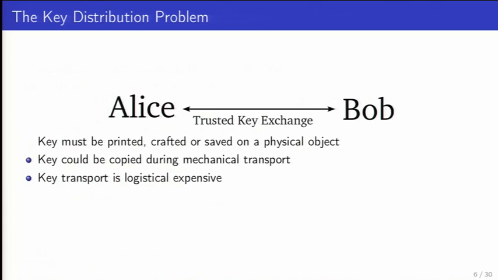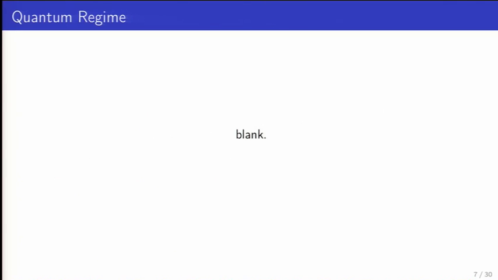The problem is the key distribution. The key must be printed, crafted, or saved on a physical object, and then the key could be copied during mechanical transport, and the transport is logistically expensive. Without the quantum regime, in the classical regime, the solution relies on trust. But we would like to go to the quantum regime. Over here you can see some photons.